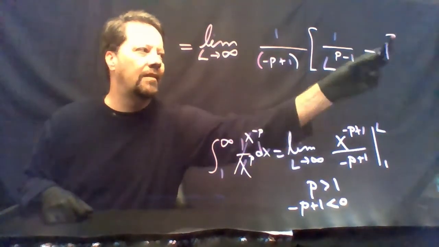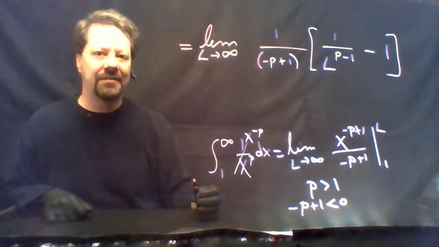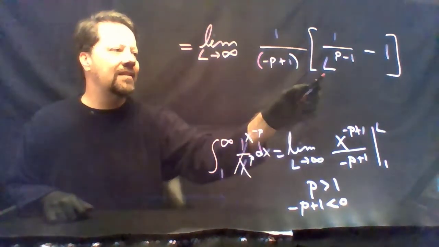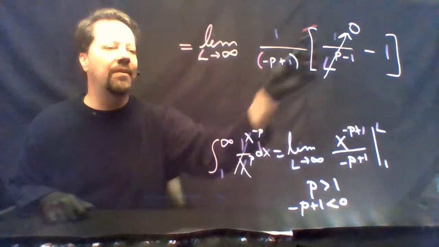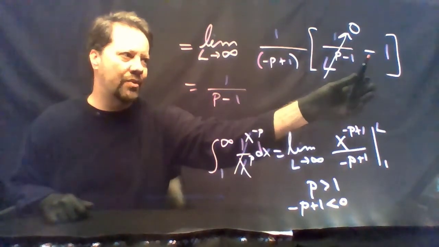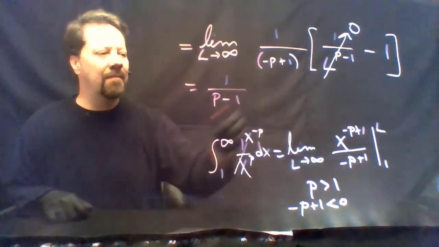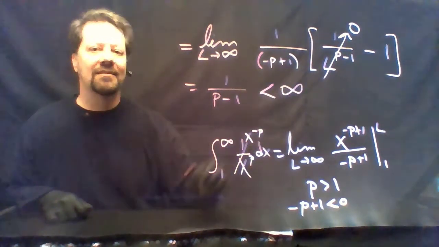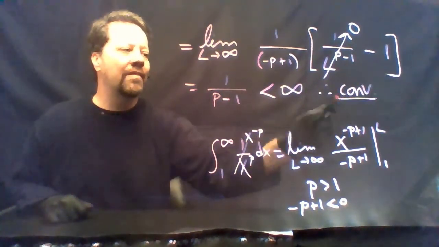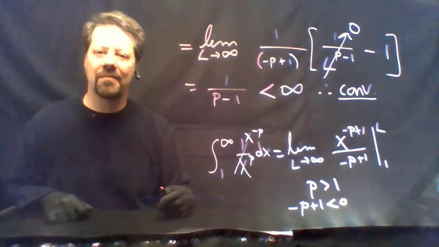And when I plug in 1, I'll just have 1. So now P minus 1 is positive, and I'm sending L to infinity. Since L goes to infinity, this whole term goes to 0. And I'm left with 1 over P minus 1, distributing this negative through the denominator. Keeping in mind P minus 1 is positive, the whole thing is finite. That means the series converges. So when P is greater than 1, the P series converges.